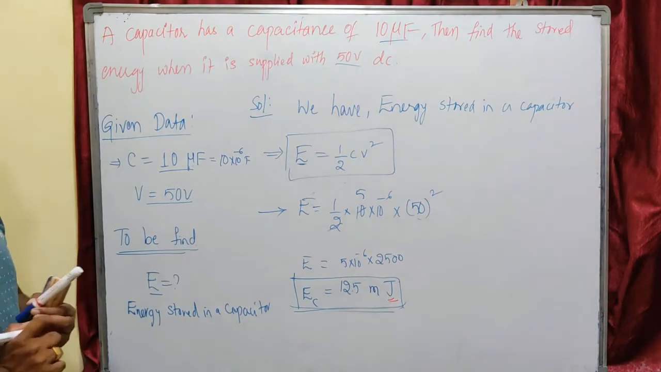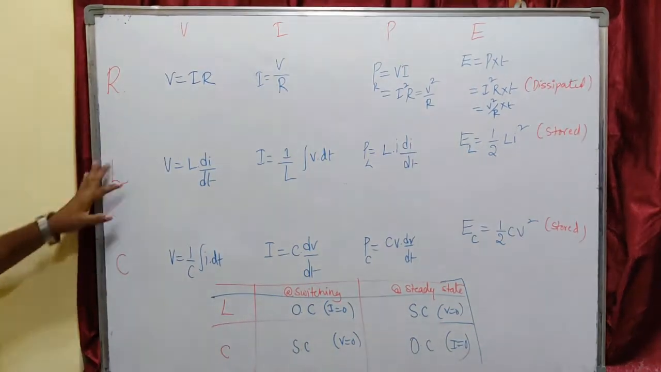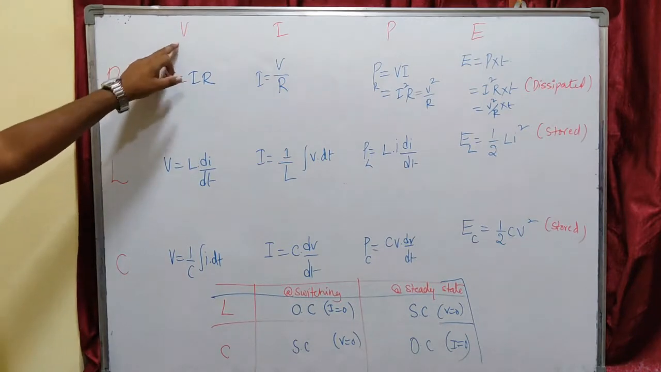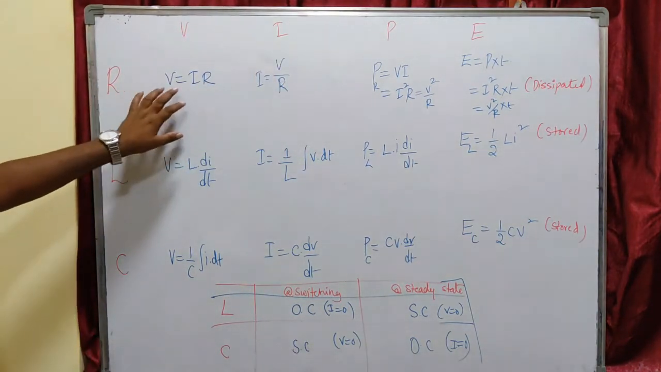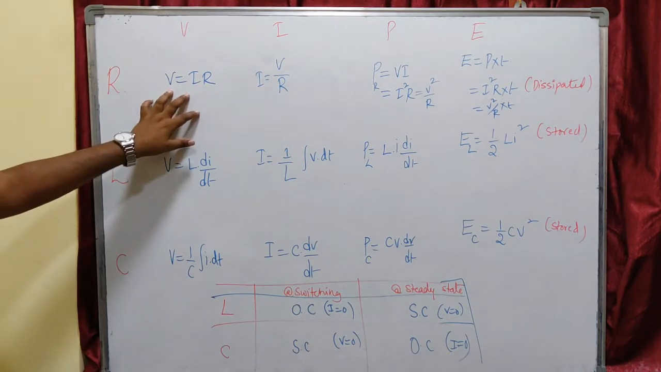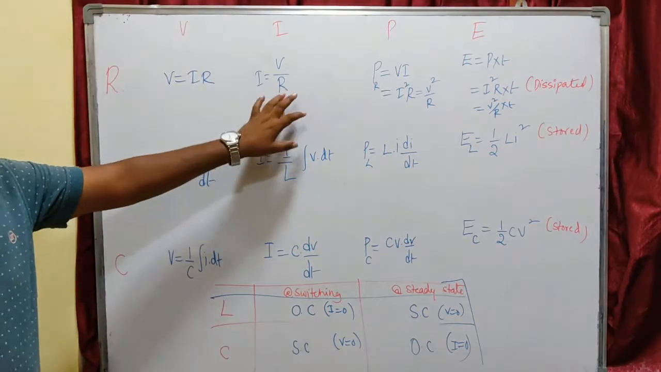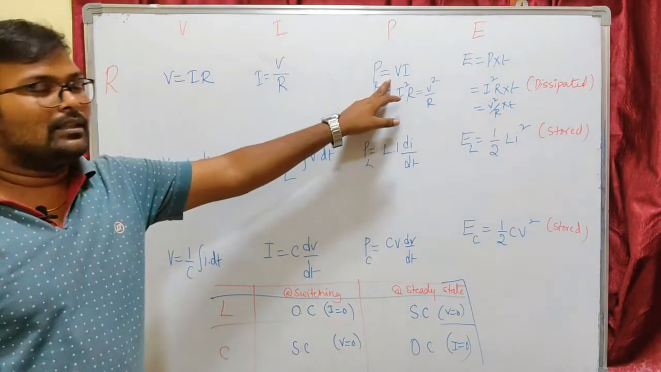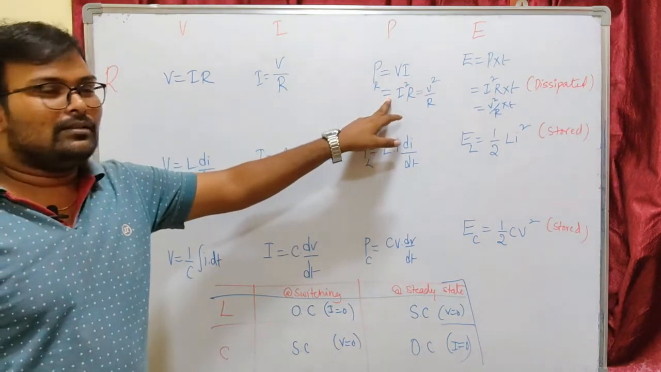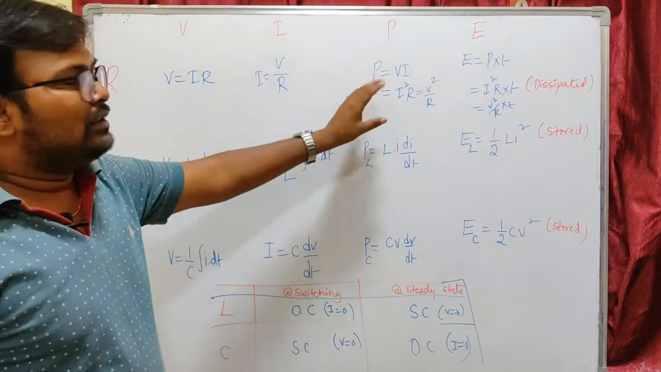Now let us summarize all the elements R, L, C. This is a summary of the three elements R, L and C. Let us see each and every one: voltage and current, power and energy. For element R, the voltage across R is V equal to IR, which is Ohm's law. Current through R is I equal to V by R, and power equal to V into I. This P_R is the power across the resistor, that is V into I, which is also given as I squared R equal to V squared by R. By using Ohm's law you can shuffle the parameters.